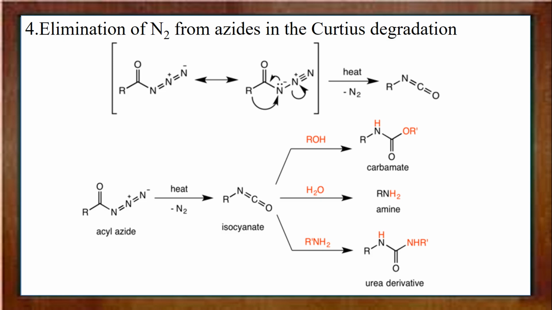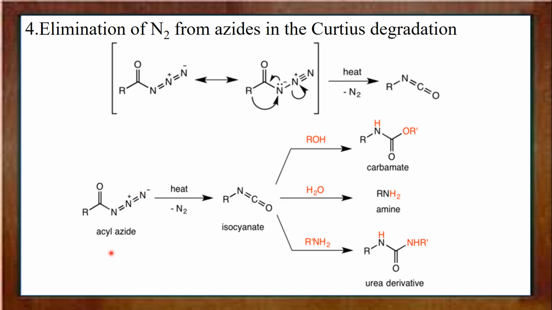Curtius rearrangement is another example for alpha elimination. Here is an acyl azide. An acyl azide undergoes rearrangement like this, and on heating it loses this part of the molecule. These two bonds are removed. A nitrogen molecule is removed from here, resulting in the formation of an alkyl isocyanate.